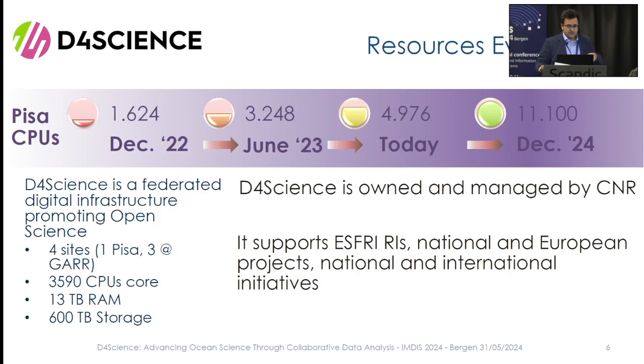As I said, D4Science is a federated digital infrastructure. Currently, it is located at 4 sites in Italy. One is Pisa, our headquarters, and then we have 3 sites at GARR, the Italian National NREN. D4Science is owned and managed by CNR, and it also supports ESFRIs, national and European projects, and international initiatives.